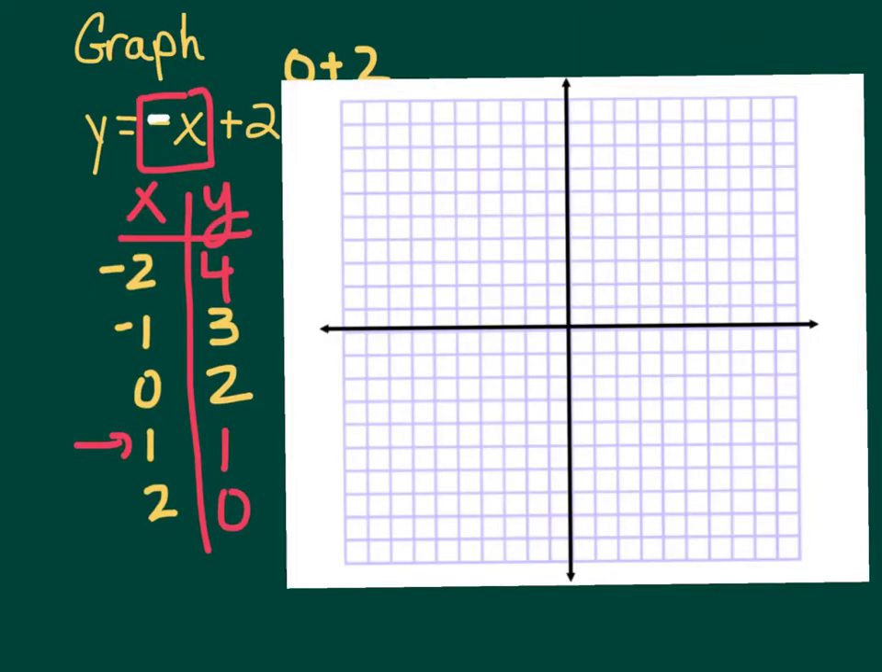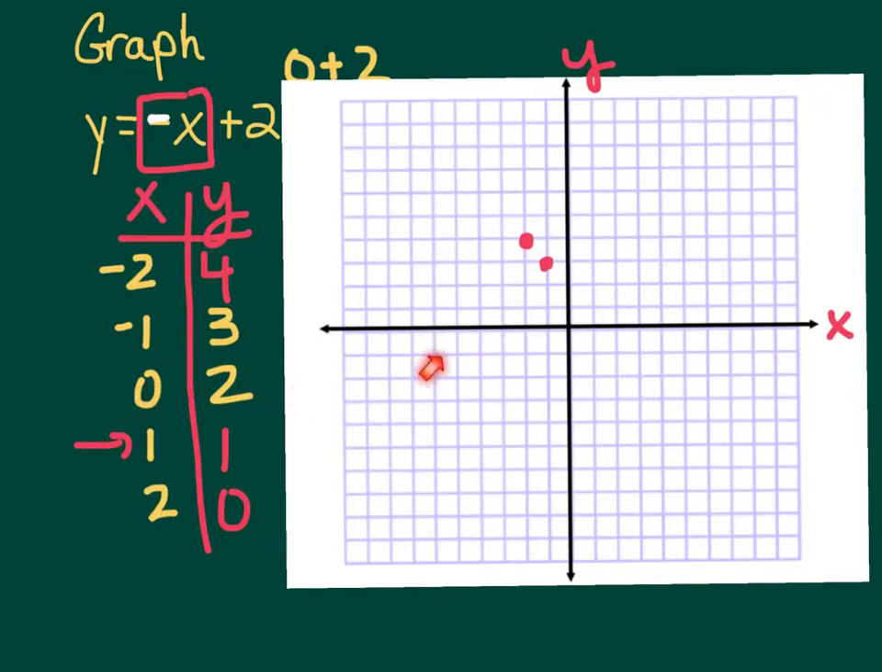All right, now that we have our points, we're going to make a complete graph. The first thing you need to do is label your x and y axes, and then let's go ahead and start plotting the points. Our first point is negative 2, 4. So I'm going to go over negative 2, up 4, and put my first point. My second one is negative 1, 3. So I'm going to go over negative 1, up 3, and put my next point, which would be right there.